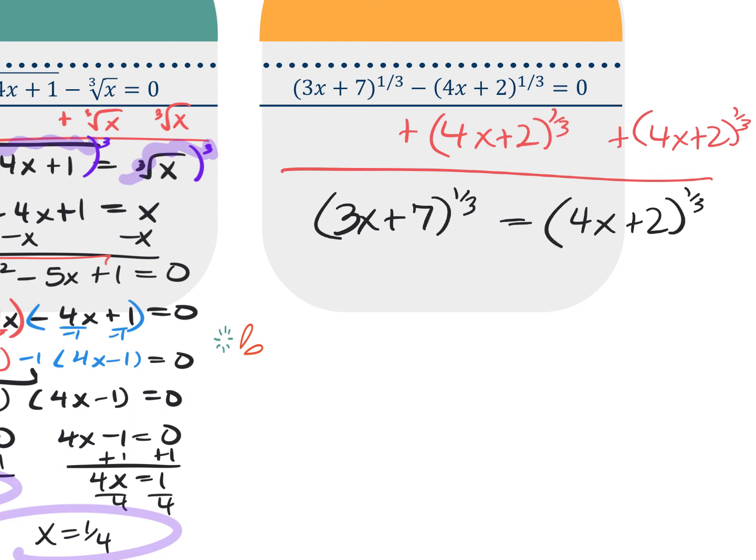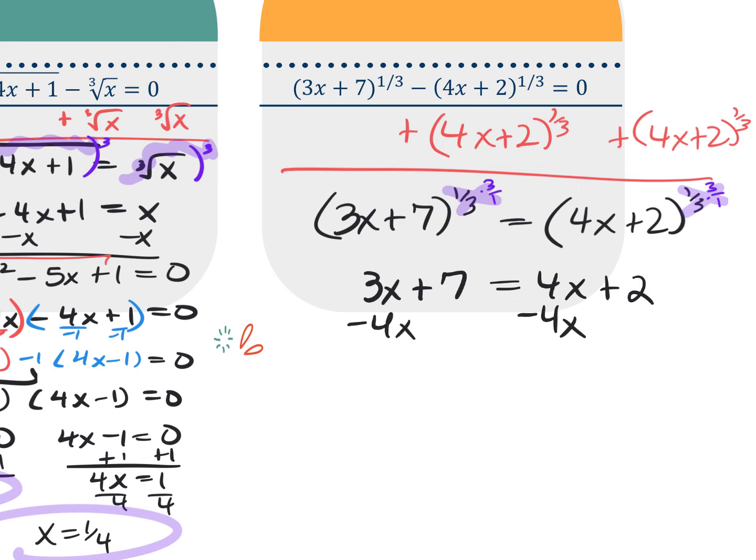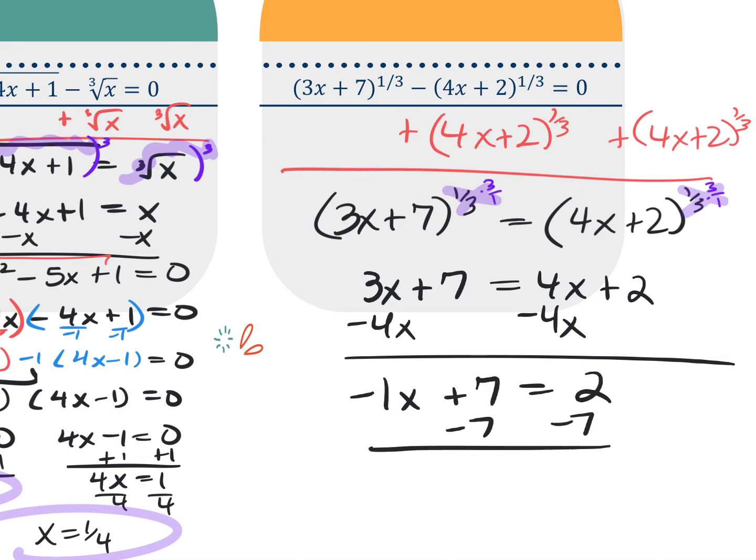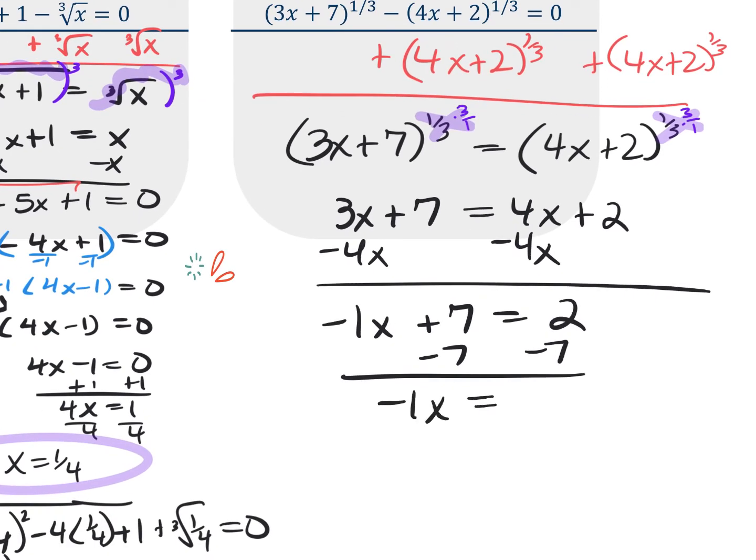So now to solve, I'm going to raise both sides to the reciprocal power. The reciprocal of 1/3 is just 3/1, or just 3. So that's going to cancel this power. And now what's left is just solving. 3x plus 7 is equal to 4x plus 2. I need to get my x's together. And it doesn't matter if you move the 3 over to the 4, or you move the 4 like I did over to the left side. Subtract the 7. I get negative 1x equals negative 5. Divide by negative 1, and x equals positive 5.